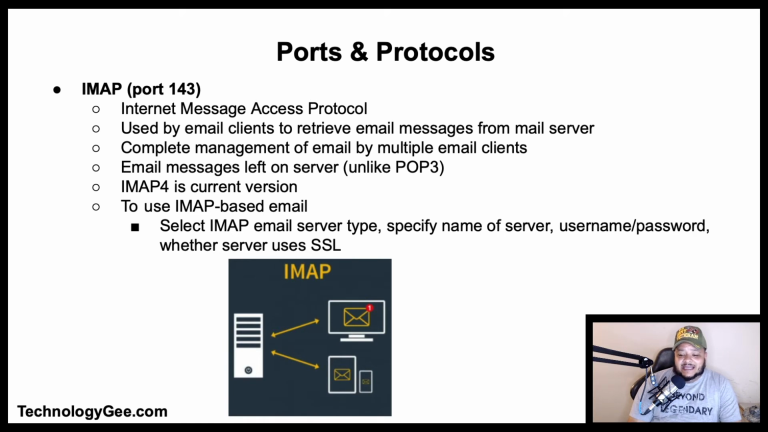user explicitly deletes them. IMAP4 is the current version of IMAP, and to configure an IMAP-based email account, you must select IMAP as the email server type. You need to specify the name of the server. You need to supply a username and password, and then you need to indicate whether the server is using SSL. And once again, IMAP uses port 143.